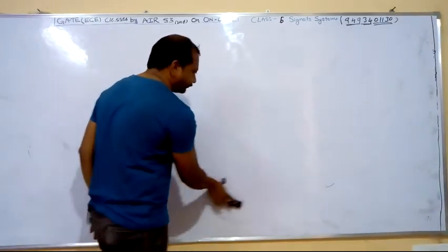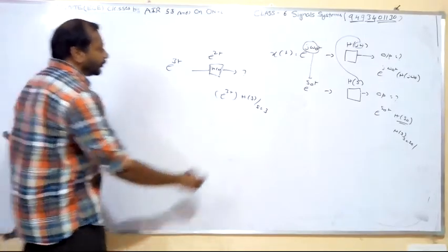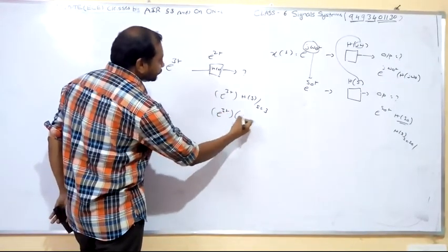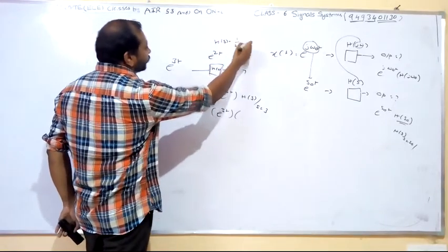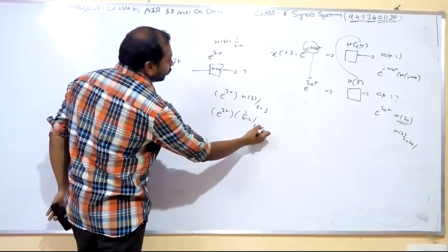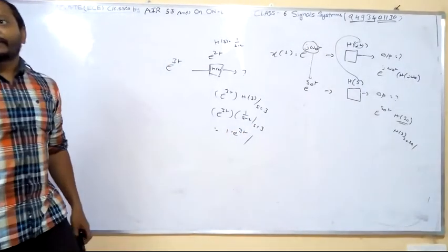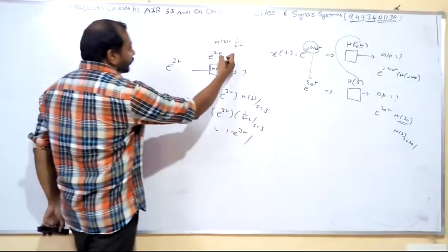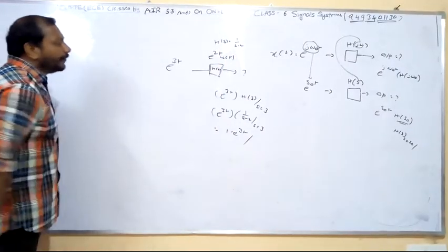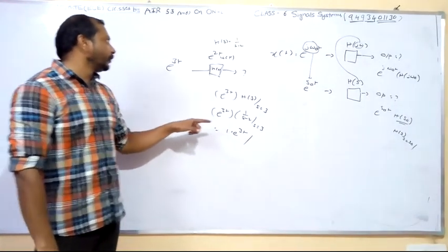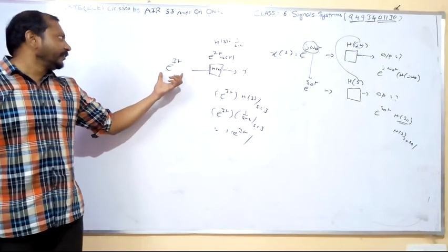Now, listen. The input is e to the power 3t, and the impulse response of the system is h of t equal to e power t. What is the corresponding output? The output is e to the power 3t into h of s at s equal to 3. H of s is simply 1 by s minus 2, at s equal to 3. This value is equal to 1, so the output is 1 into e to the power 3t.